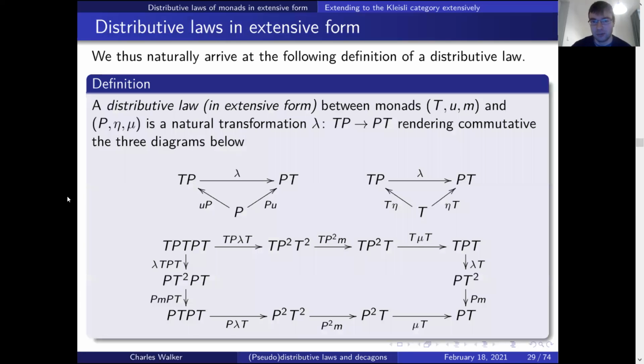So we naturally arrive at this following definition of a distributive law, which we'll call a distributive law in extensive form. It should be a natural transformation TP to PT, rendering commutative these three diagrams. So there's two triangles and the decagon.